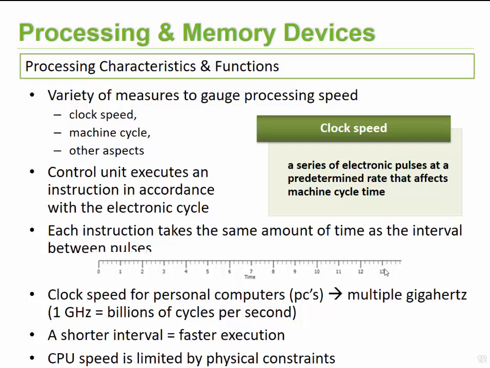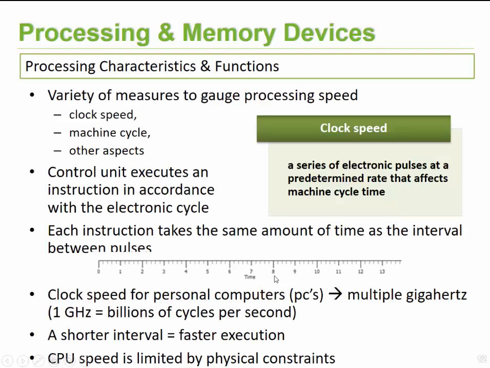So how do we measure this? Clock speed is usually measured in multiple gigahertz. For example, nowadays you would see that a laptop or computer has, let's say, 2.3 gigahertz. So you know this amounts to billions of cycles per second. So it's actually very, very fast. The shorter your interval, the faster the execution, the faster your computer, and the more expensive that computer is going to be. However, we are going to be limited by physical constraints.